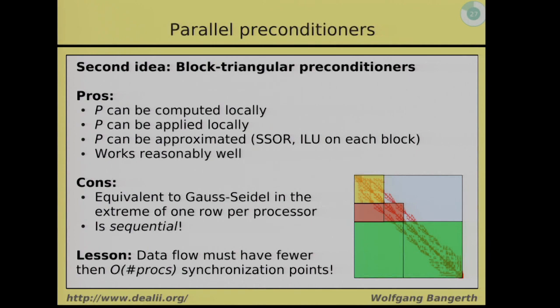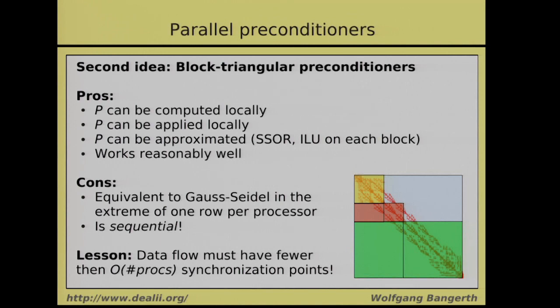So again, the blocks on the diagonal, or the inverses of these blocks of my preconditioner P, can be computed locally. They can be applied locally. I can also approximate them as before for each block. I don't have to have the exact inverse. This works reasonably well as far as convergence is concerned. So it converges reasonably rapidly if you do this, because we also know that Gauss-Seidel is not a terrible preconditioner.